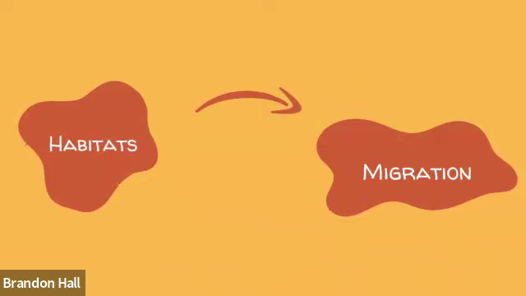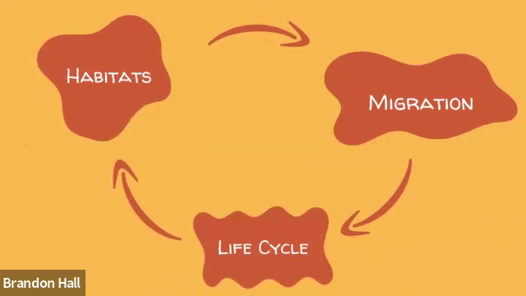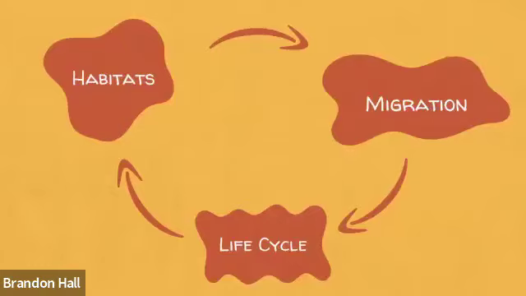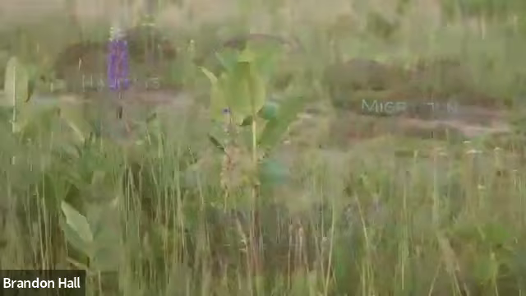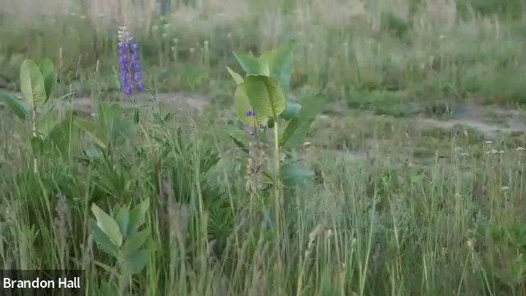And to talk about the migration, well, we have to talk about the life cycle. All of this stuff is connected, right? There are monarch connections. And all of these connections are connected by today's central topic, habitat. And it all starts with this very special plant of the monarch butterfly.